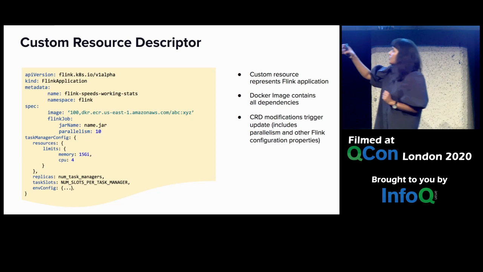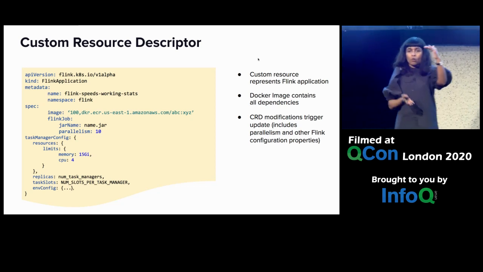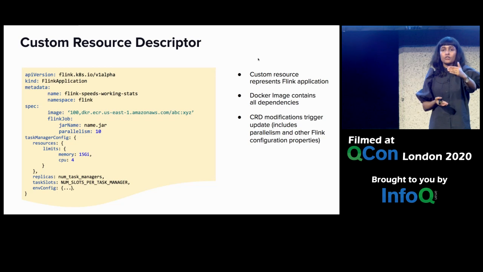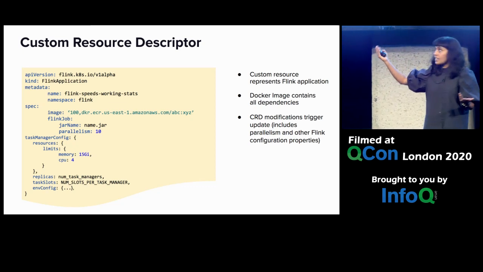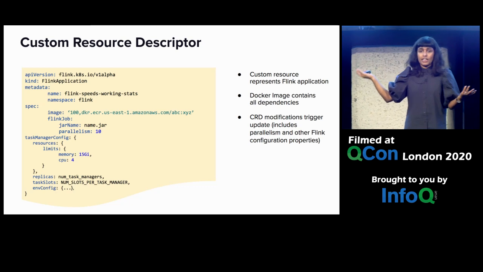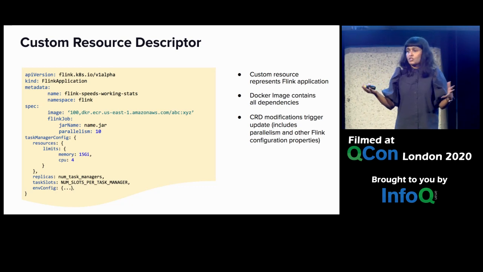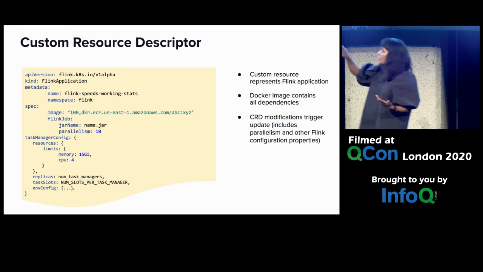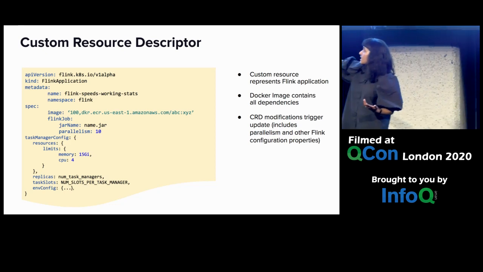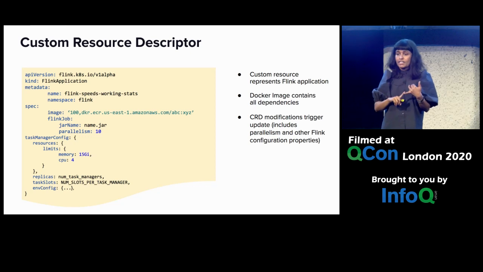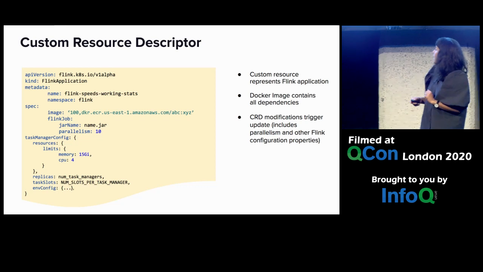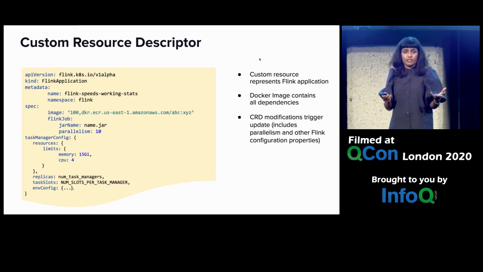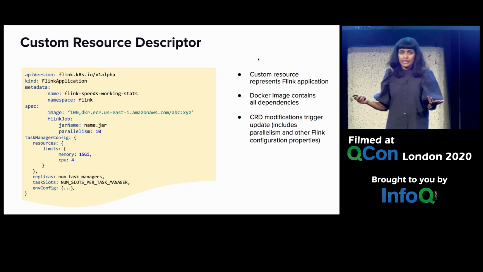A custom resource descriptor looks something like this. So now in one page, you can tell the Flink Kubernetes operator what your cluster should look like. So I can say that my cluster will be running a Flink application. I can give it an image name, and my Docker image will contain all the dependencies. And I can also say that this is my task manager configuration. I want all my task managers to have 15 gigs of memory, 4 CPUs, and so on. And the Flink Kubernetes operator will read that and just make it happen.